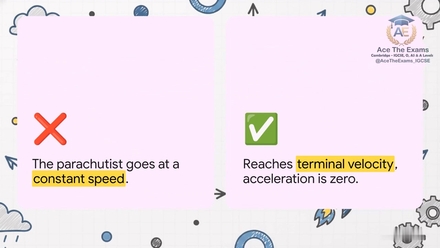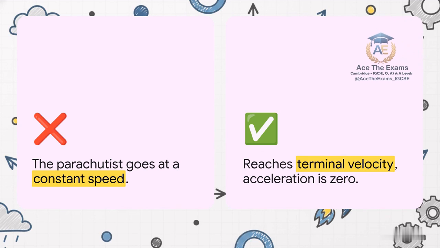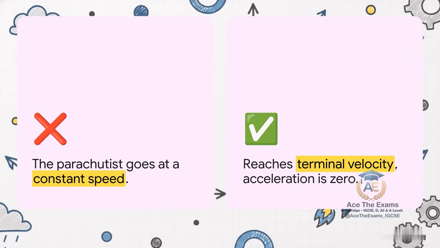Spot the error in the flawed student answer on the left. The parachutist goes at a constant speed. Sure, okay, it's technically true, but it's way too vague and it misses the mark scheme entirely. It's conversational, not scientific. Now look at the top band Cambridge star response on the right.